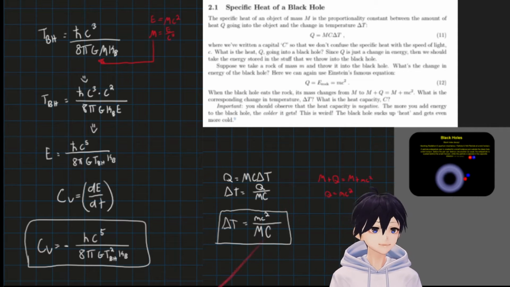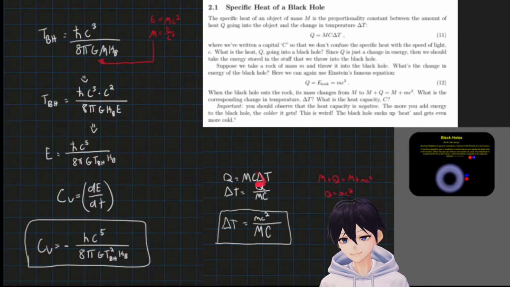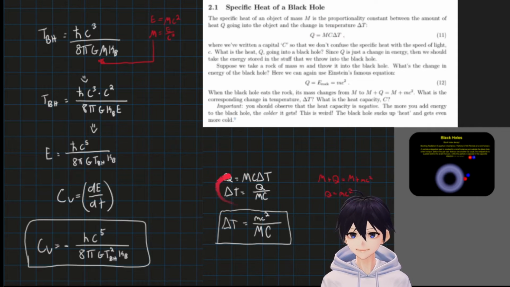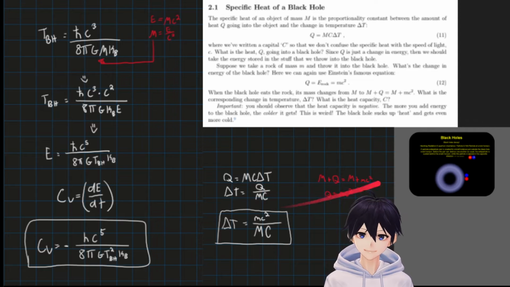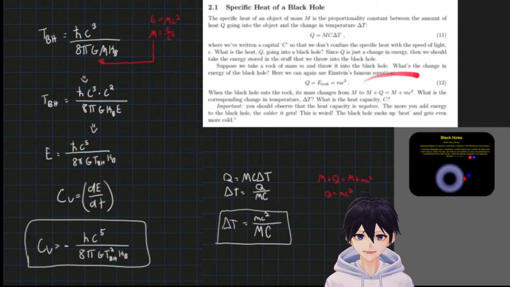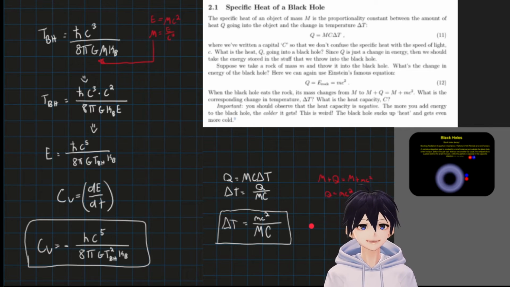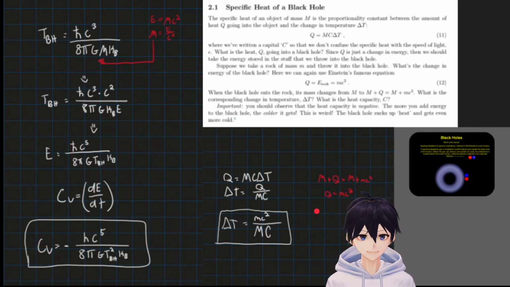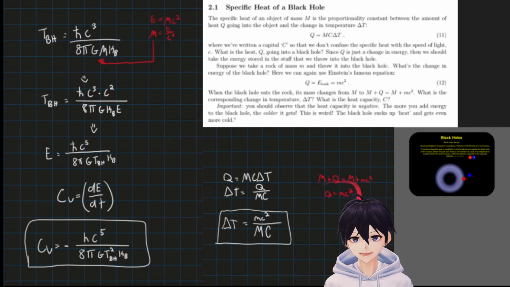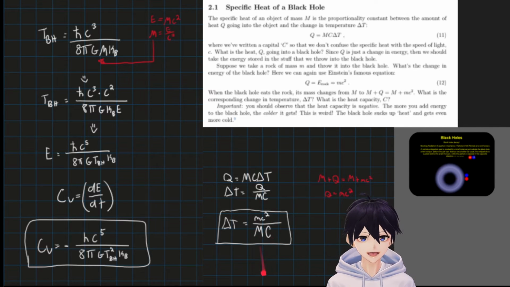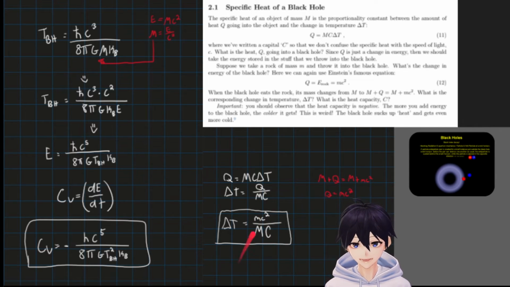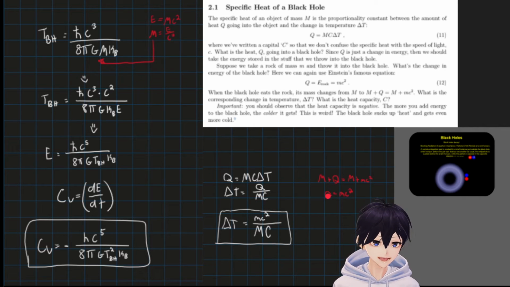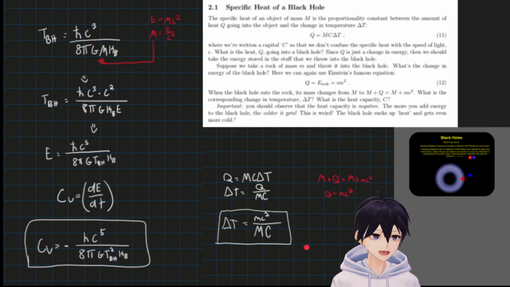So first, let's do change in temperature. We can use this equation and isolate the T, and we get Q over MC. But we can use this equation to find our Q. The first thing we notice is that there's m's on both sides. We cancel those out, and then we get Q is equal to mc squared. So when we plug that Q in here, we get mc squared divided by MC. And remember that this is small m, this is big M. Small m is rock mass and big M is black hole mass.